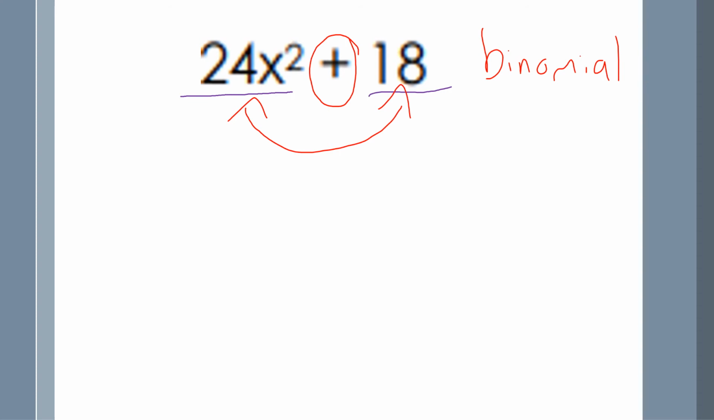And that's just to help you understand polynomials too. If it's 5x, it's a monomial. Monomial means 1 term because there's no operation separating it from any other terms, just 5x. Alright, I just want to kind of refresh your memory on that. Let's go ahead and get to it.